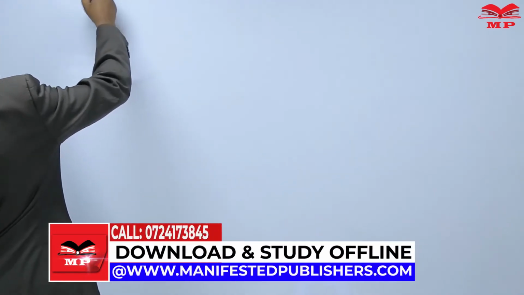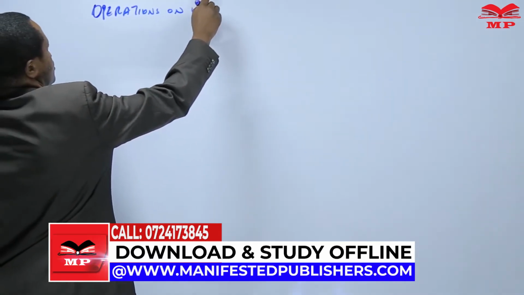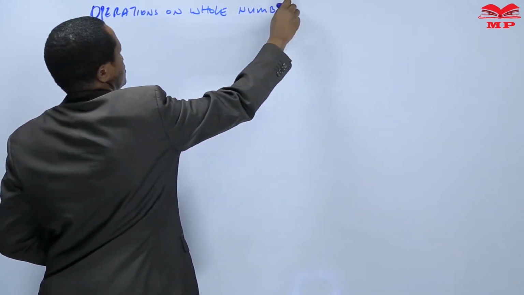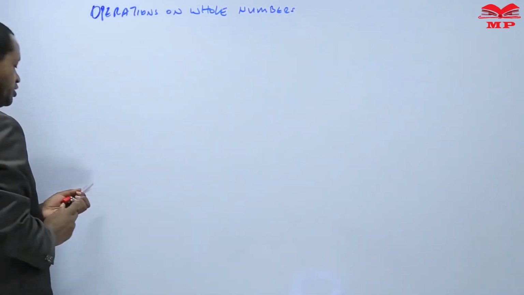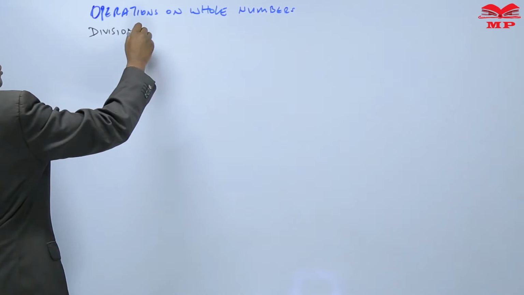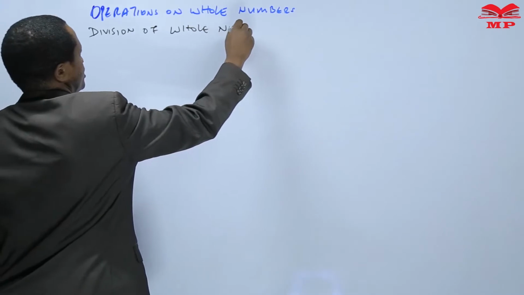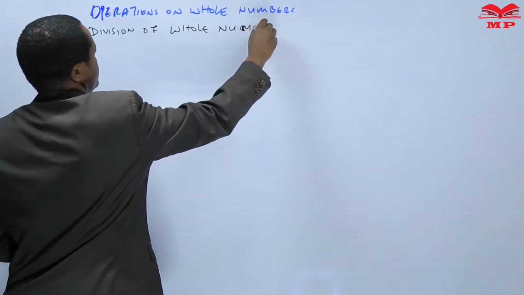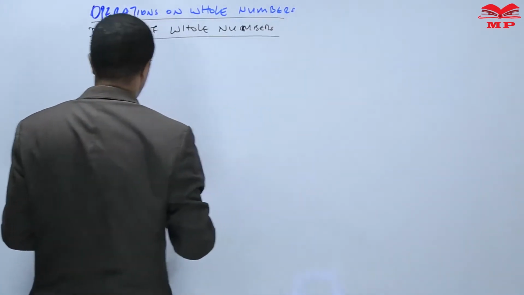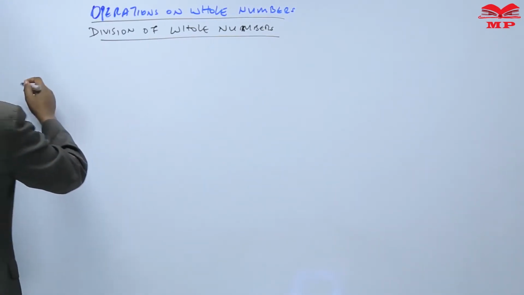Division of whole numbers. Operations on whole numbers. Today we look at the division of whole numbers, and we start by working out some examples.